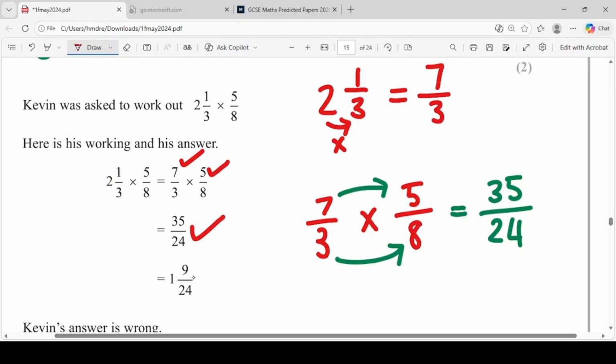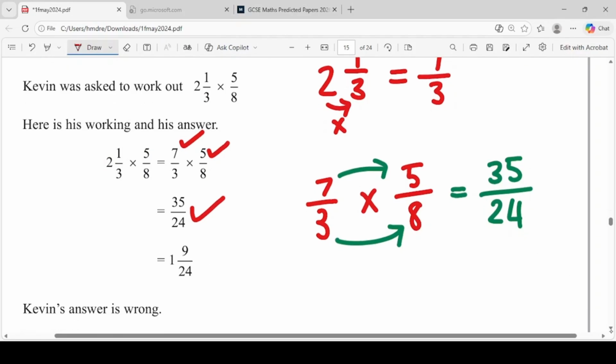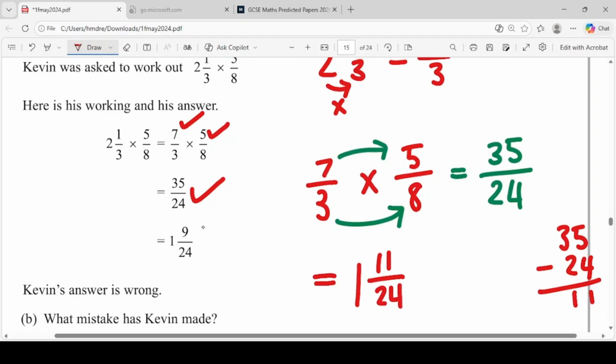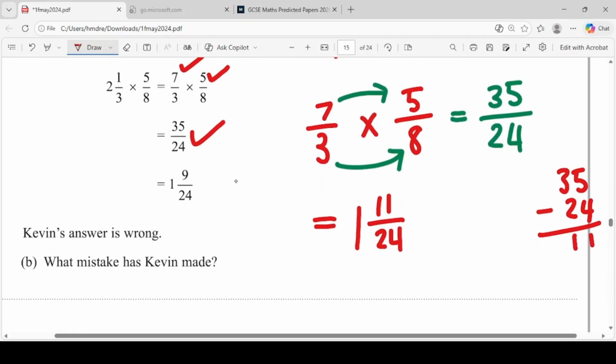So this final step must have been where he got it wrong. So we have to convert this into a mixed number. So how many times does 24 go into 35? It goes in there once. And all he got wrong there, I think, must have been the remainder. So 24 goes in once. What's the remainder? 35 take away 24. 5 take away 4 is 1. 3 take away 2 is 1. So the remainder is 11 over 24. That is what he got wrong here.